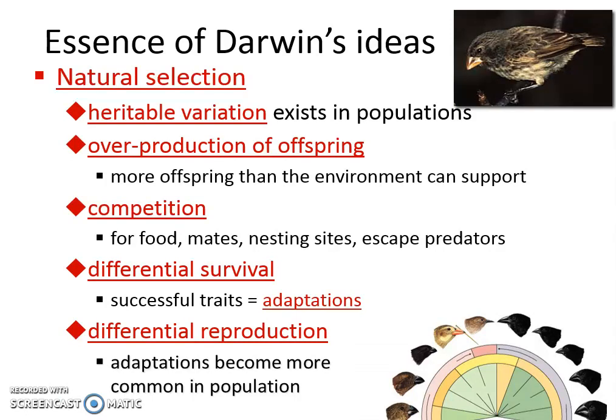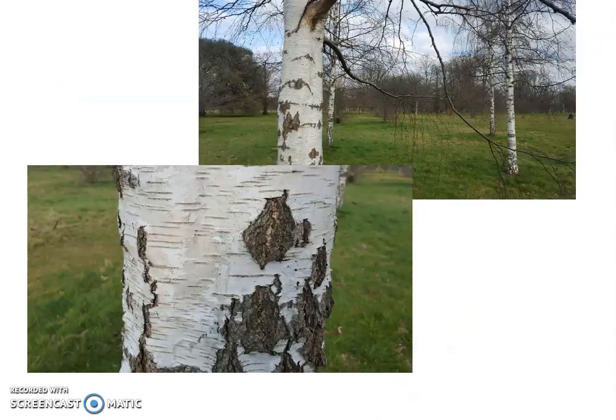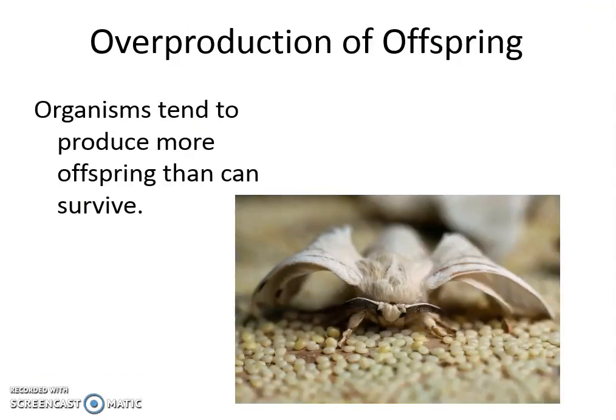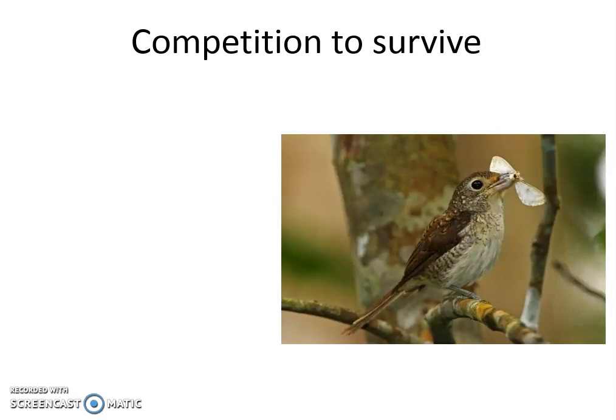So let's take a little closer look at that whole idea. So let's say this is your environment. You have these light-colored trees, and this is you. You are a light-colored moth. Now, you're very well adapted to your environment, and you leave behind lots of offspring. So here, you can see, if you look really closely at that picture, those are actually moth eggs. So organisms do tend to leave more offspring than the environment could support. Because of this, there's some competition to survive.